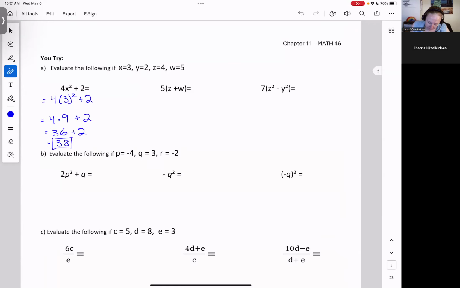Next one, we have 5 times z plus w, and here our z is 4, and our w is 5, so we're going to sub those in. We're going to use BEDMAS, which means we start with our brackets, so we get 5 times 9, and 5 times 9 gives me 45. If you haven't seen this notation here before, if you have brackets around a single number, that means multiply. So I could have also symbolized that like that, 5 times 9, or like that. Okay, it just is another way to say multiply.